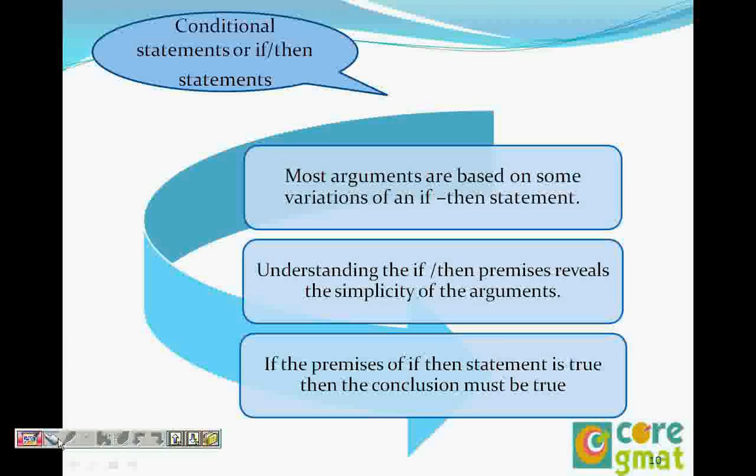Okay, so let's see the conditional statements more closely. Conditional statements, we can also call them if-then statements. And let's see how we make them. Say for example, we talk about all chimpanzees eat vegetables. So you're saying all chimps eat veggies. Yes. So we convert this statement to an if-then statement. We say if it's a chimpanzee, it eats vegetables.